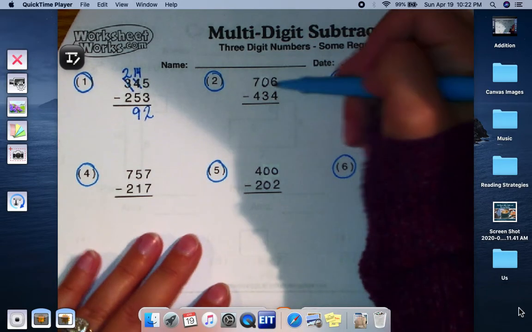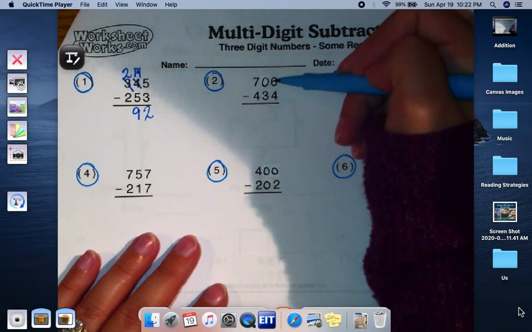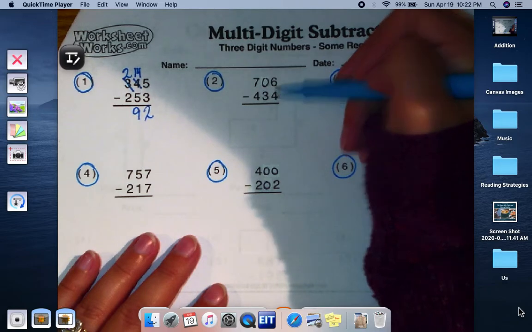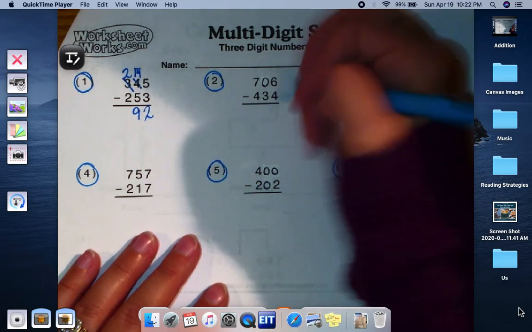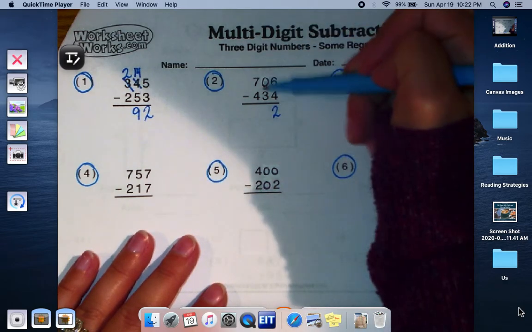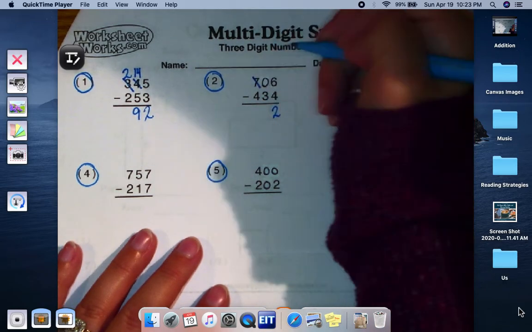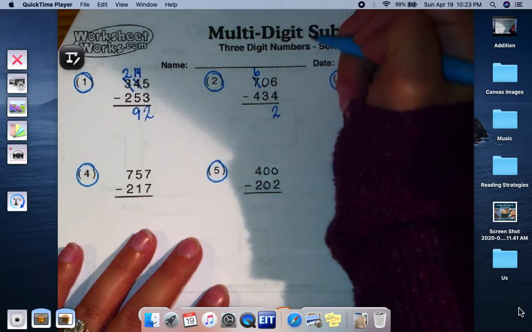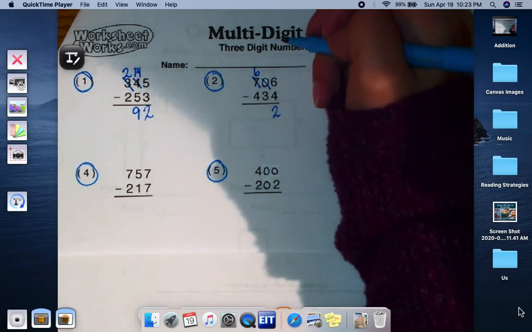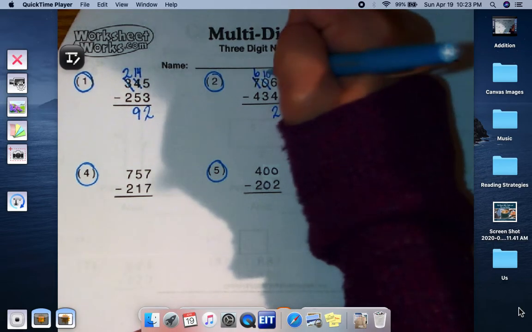Let's try another. 706 minus 434. I start in my ones place. 6 minus 4. Can I take 4 from 6? Yes, and I would have 2 left over. Moving to my tens place, 0 minus 3. If you have $0, you cannot give 3 away, so I have to do some borrowing. My 7 next door is going to become a 6. And this 0 is going to get 10 added to it, so it's going to become a 10.